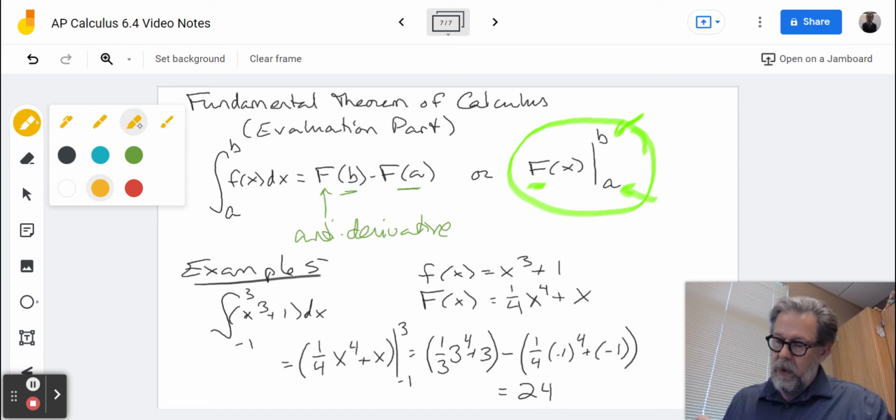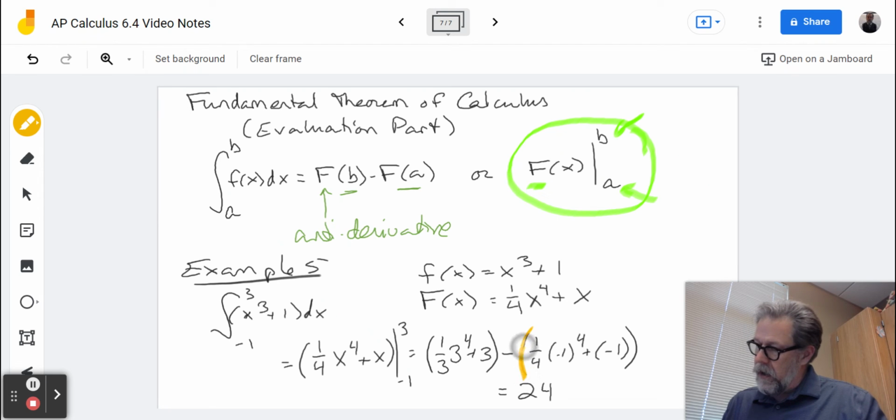Just as an aside, you all know this, but it doesn't hurt to emphasize, don't forget to put these parentheses here because you're subtracting that whole thing. Otherwise, you'll end up subtracting 1 at the end instead of adding 1.